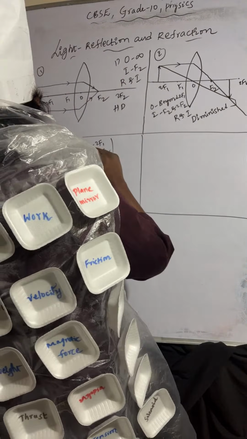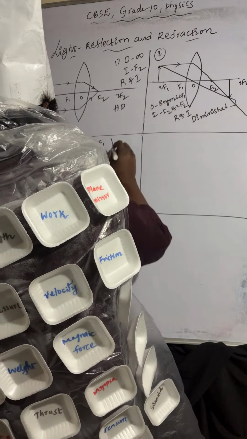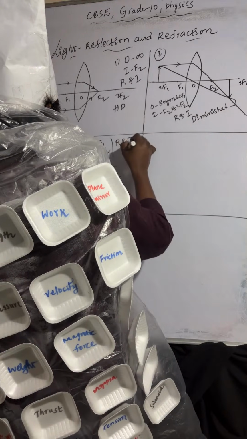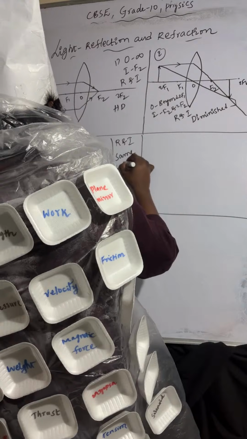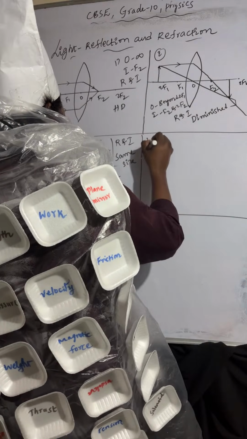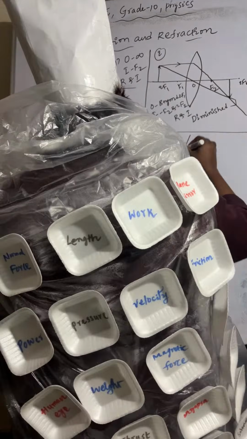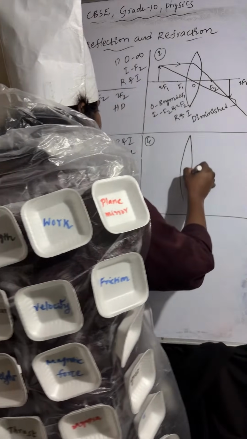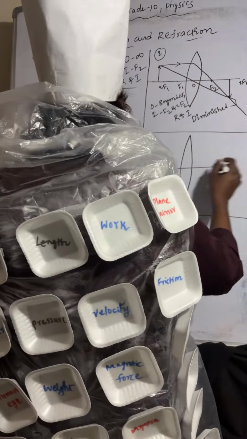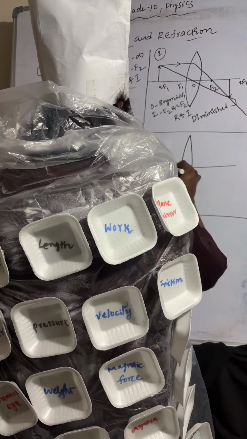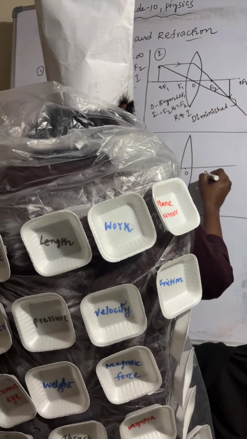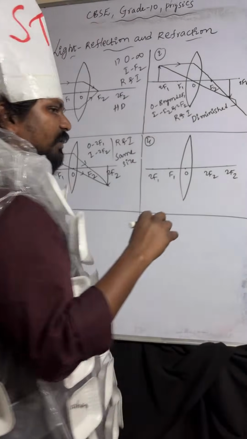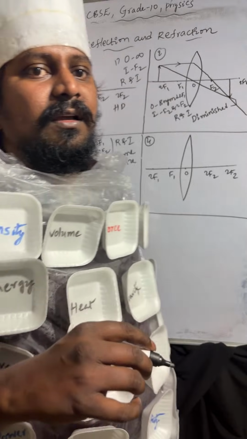Okay, so object is at 2F1, image is formed at 2F2. Nature of the image is real and inverted. Size of the image is the same size. Understood? Coming to the fourth one. This is a convex lens. This is the optic center: F1, 2F1, F2, 2F2. Understood or not?